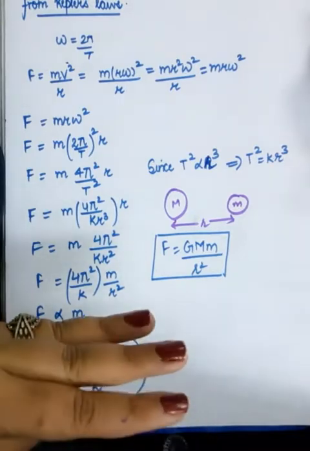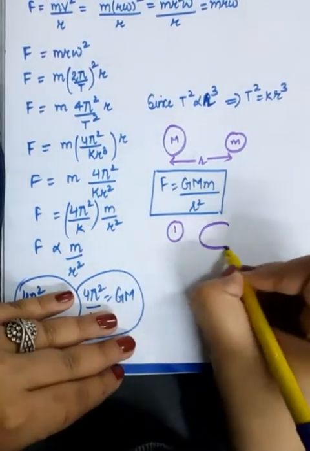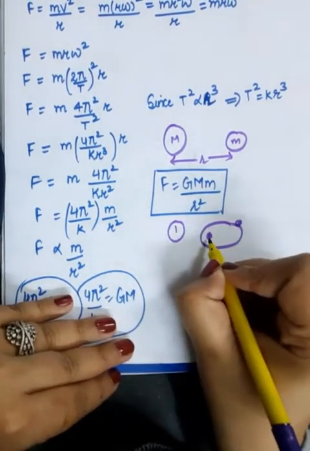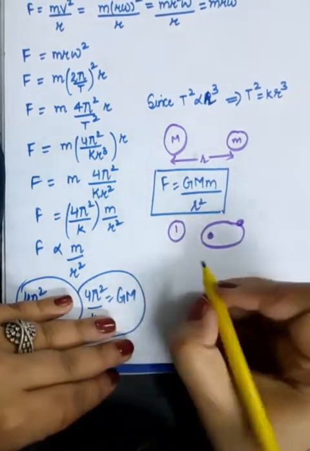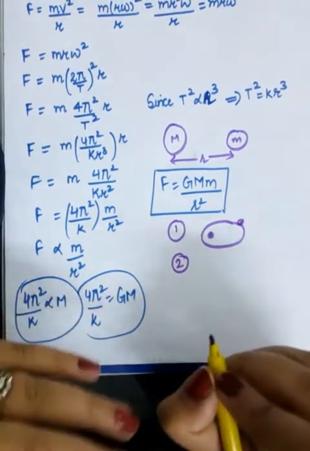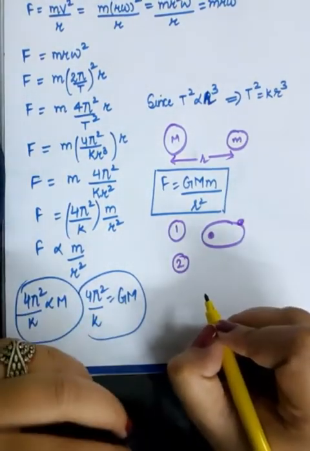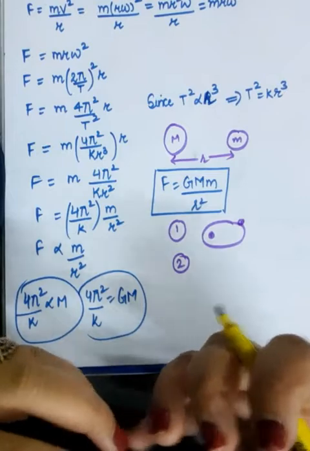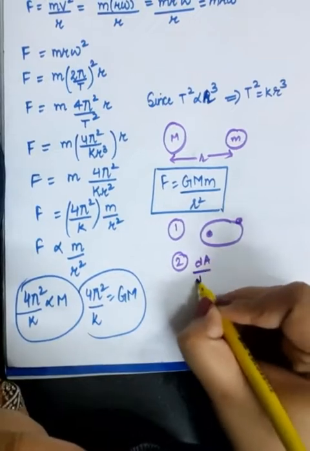Now what are Kepler's three laws? Kepler's first law: every planet revolves around the sun in an elliptical orbit, where this is the planet and this is the sun. The sun is situated at the focus of the ellipse and not at the center. Kepler's second law states that when the planet is revolving around the sun, its areal velocity is constant. That means the area it sweeps in particular intervals of time is constant, dA by dt is constant.